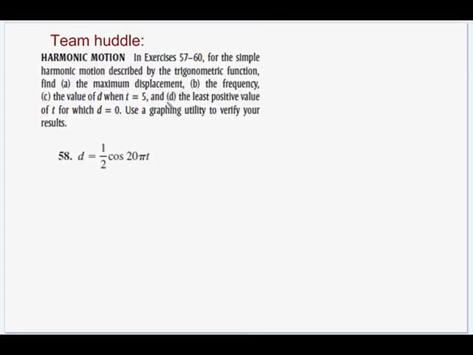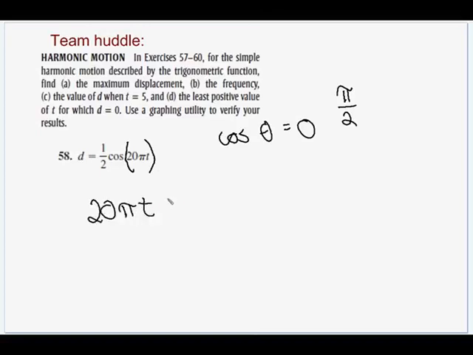And the last part, what is the least positive value of t that will set d equal to 0? Again, just like the last one, cosine of theta. When does cosine equal 0? Cosine is an x-coordinate, and the first place that happens is pi over 2 radians. So we want this to equal pi over 2 radians. 20 pi times t is equal to a half pi.